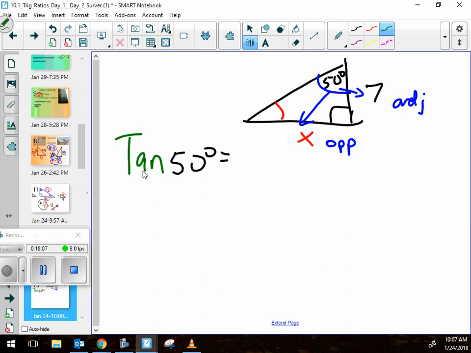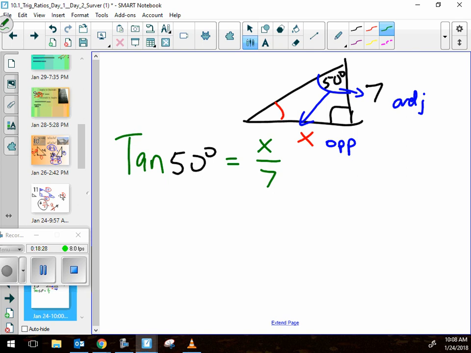Tangent of 50 is equal to TOA, opposite over adjacent. What is the opposite side? It's x. What is the adjacent? It's 7. Do you get this? This is the classic setup. This is the most important setup. We'll practice it until you got it, but that's the setup.